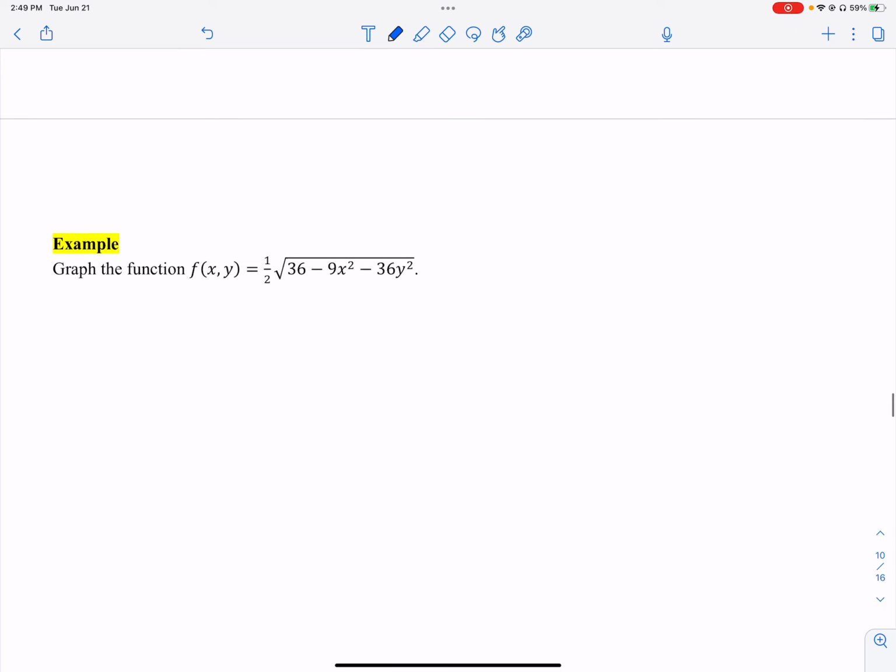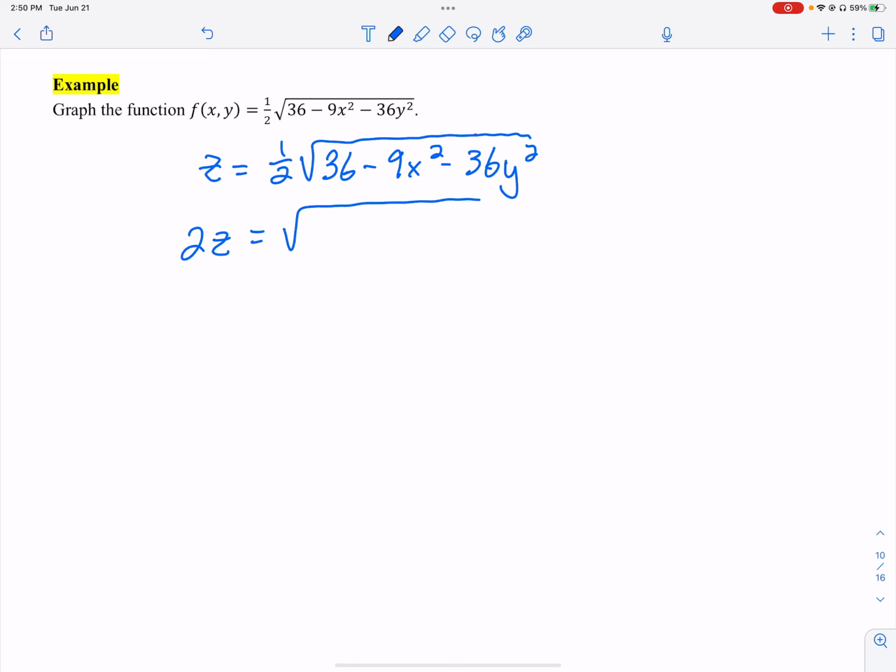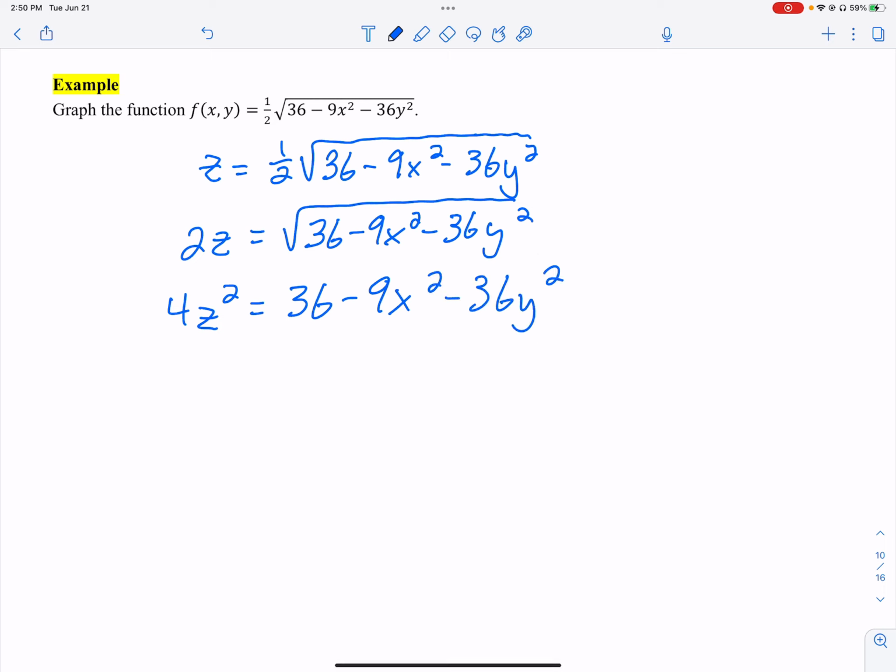So the point of this, where I was going, and I went off on a tangent there, was this looks like something crazy that we haven't worked with before. But if I keep working, let's do this. I'm going to change that to a z, and I'm going to manipulate my equation until maybe I see something familiar. All right, well, I know that this 1/2, I can move that. It's 2z. And I still have all this, 36 minus 9x squared minus 36y squared. Now I can square both sides, so I get 4z squared equals 36 minus 9x squared minus 36y squared. I just got rid of the things that are unfamiliar to me. I'm not used to seeing square roots with surfaces, so I got rid of it.